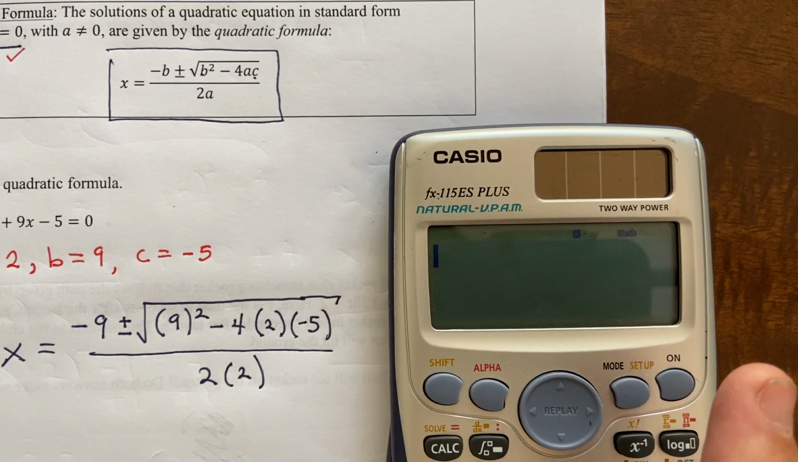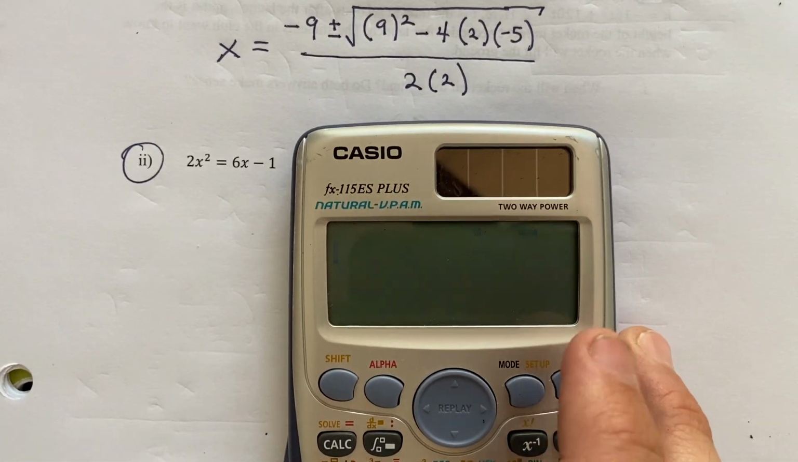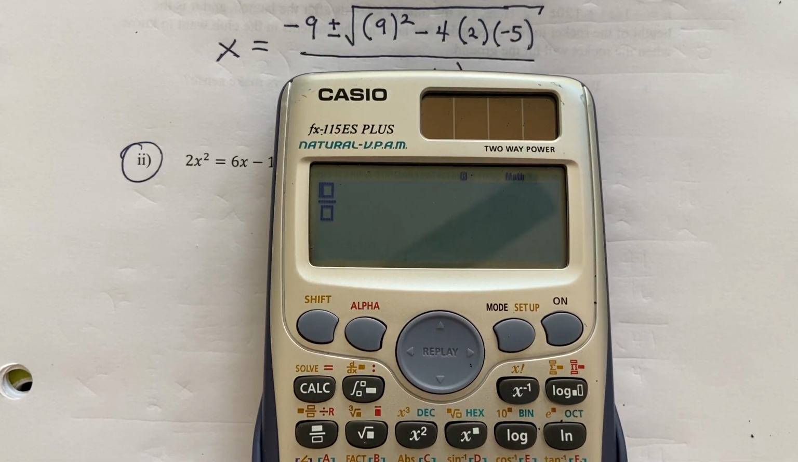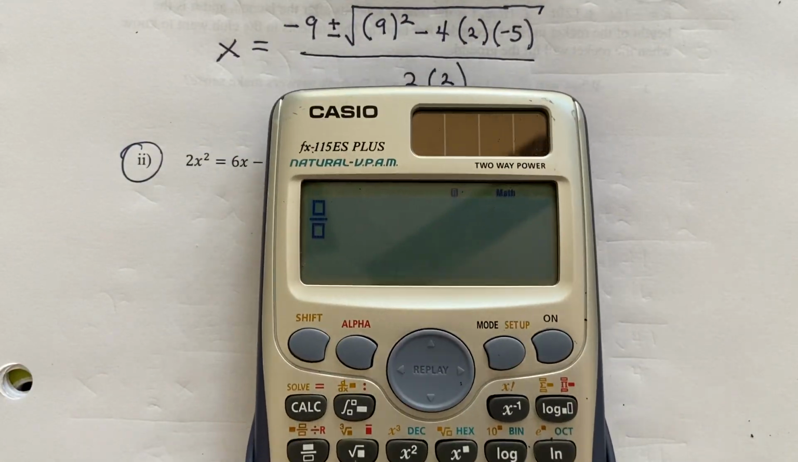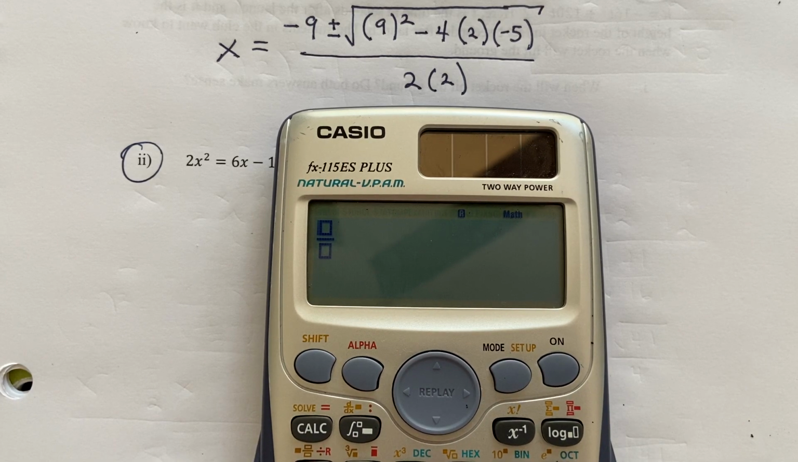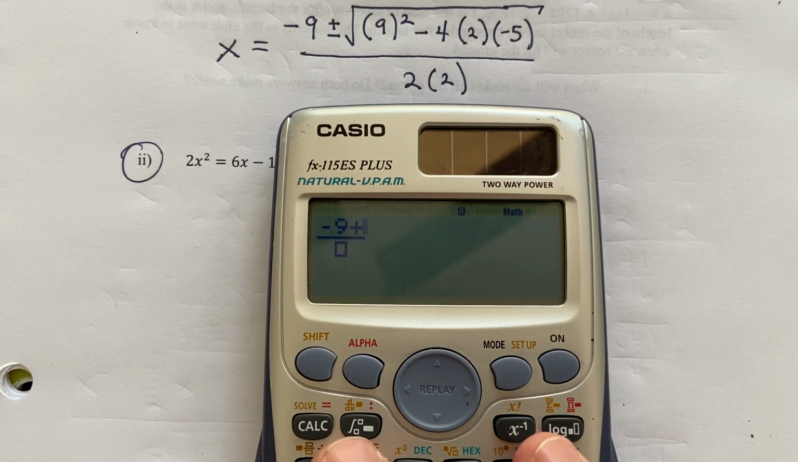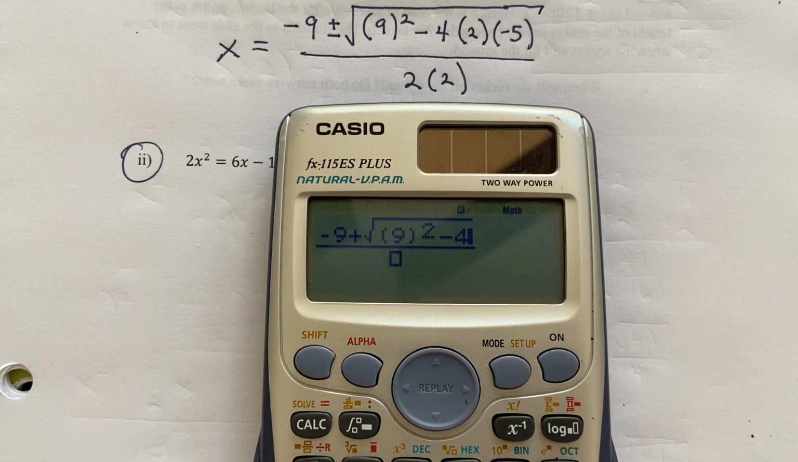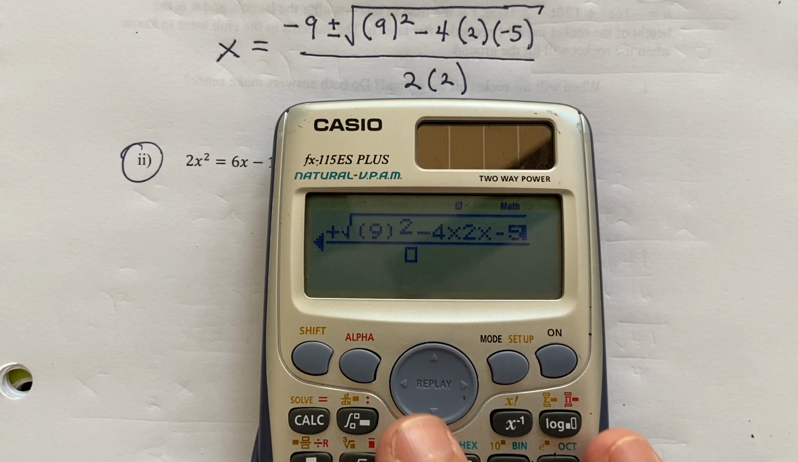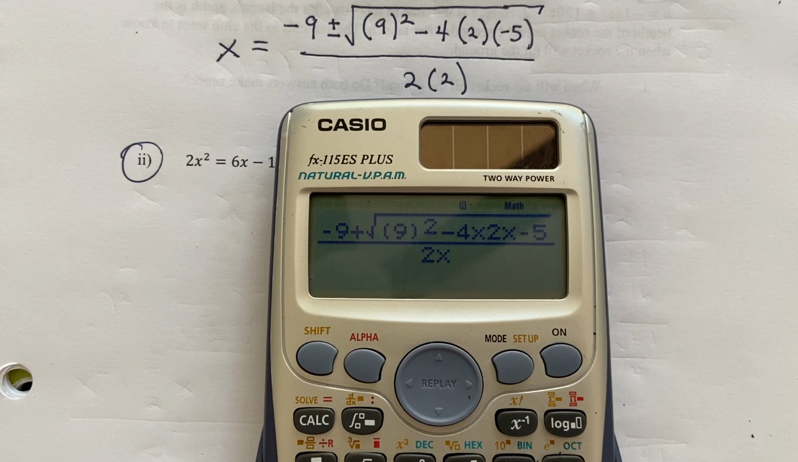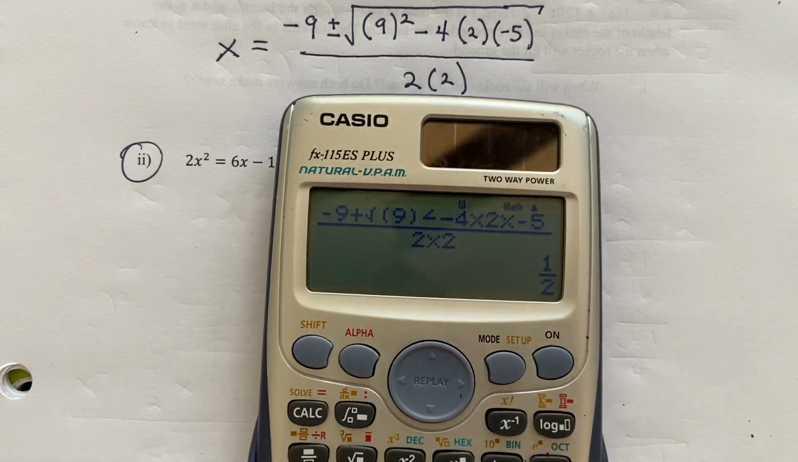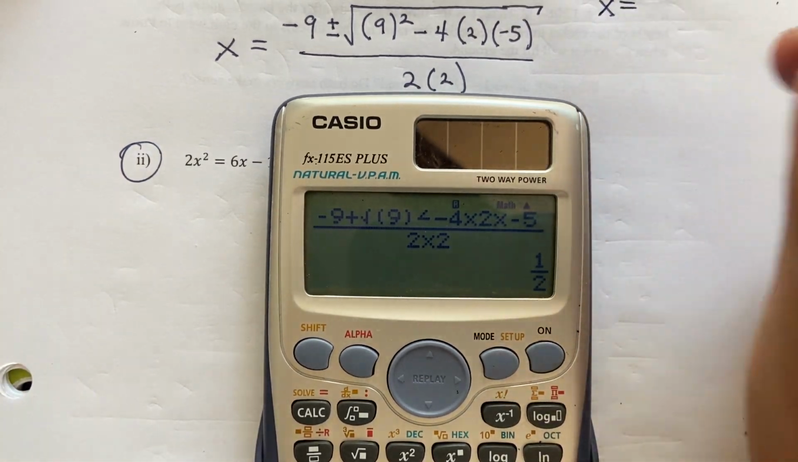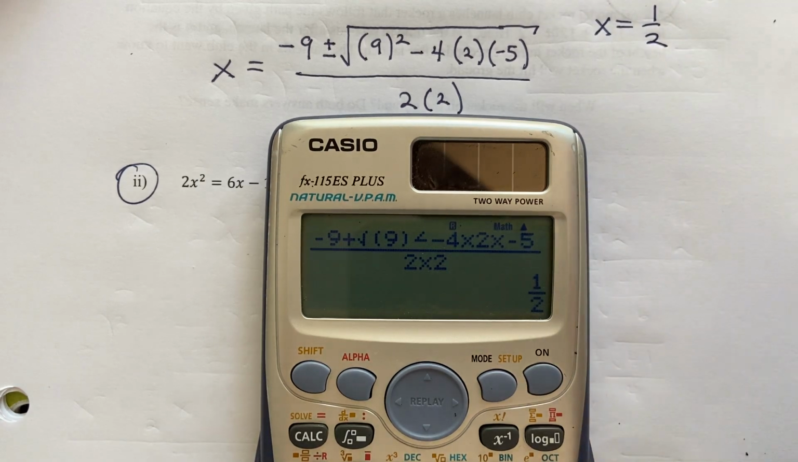Over here, I'll try to type this in so you guys can see this. So first things first, you want to hit the fraction, create a fraction. And now I'm going to type in all this stuff here. So -9 plus the square root of 9 squared minus 4 times 2 times -5 over 2 times 2. So this is one of our solutions, this 1/2. So x equals 1/2 apparently is one of our solutions.